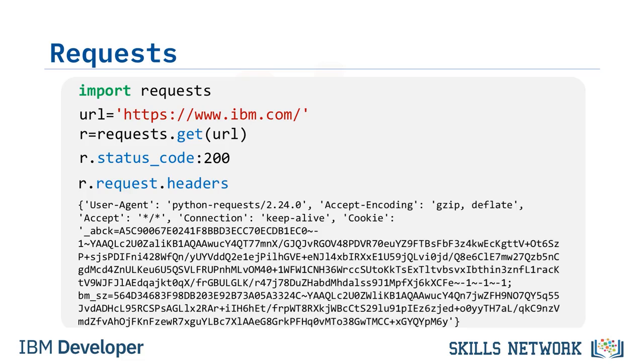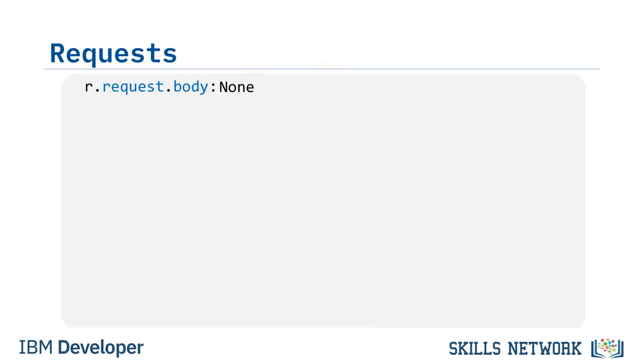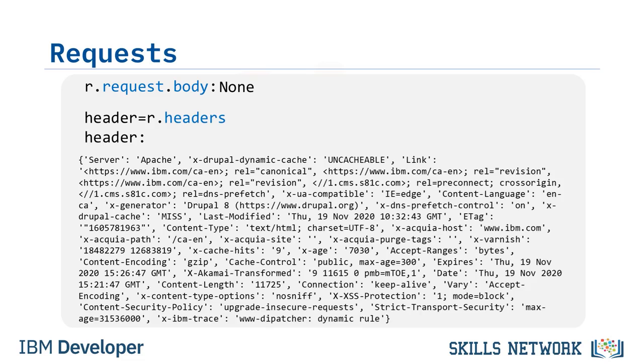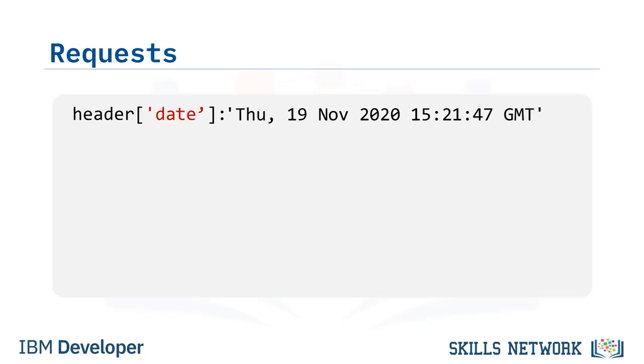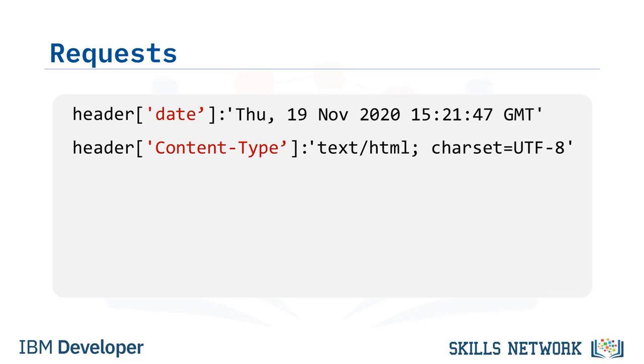You can view the request headers. You can view the request body in the following line. As there is no body for a GET request, we get a None. You can view the HTTP response header using the attribute headers. This returns a Python dictionary of HTTP response headers. We can look at the dictionary values. We can obtain the date the request was sent by using the key Date. The key Content-Type indicates the type of data.